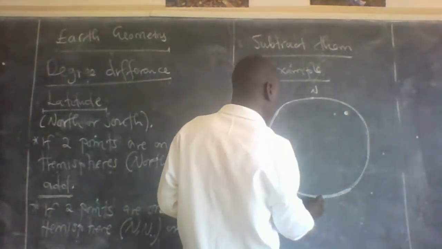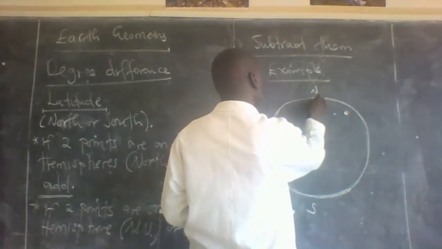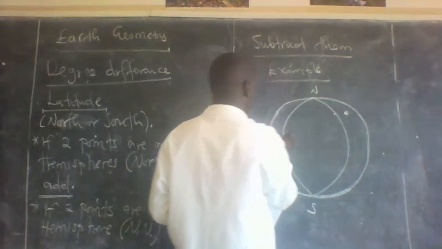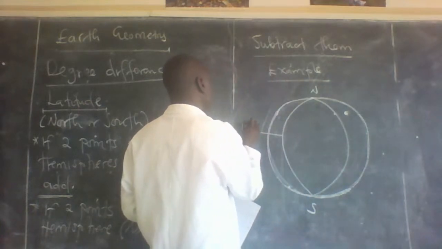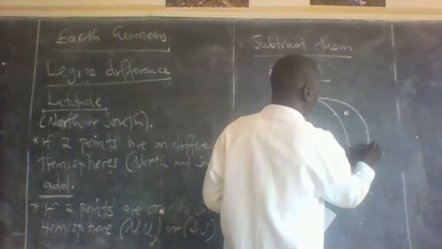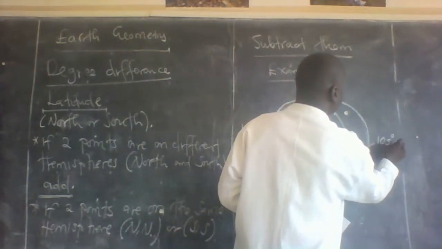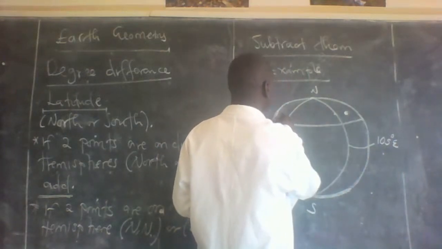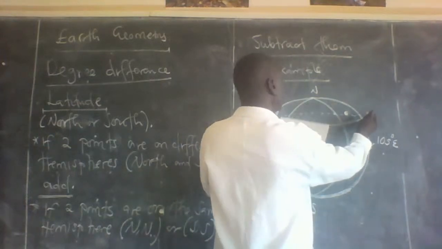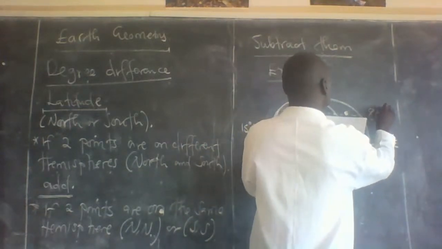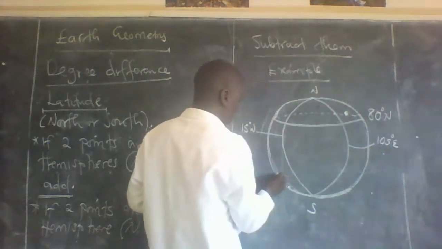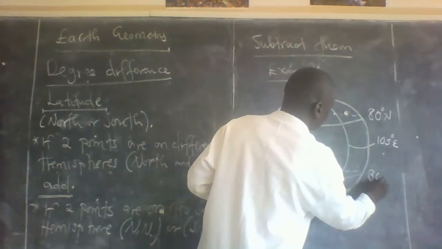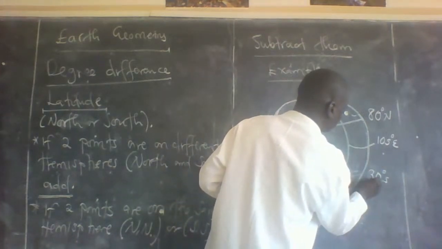So if this is the north and this is the south, you can have the longitude here and the longitude here. This one was 15 degrees west. This other one here was 105 degrees east. Then we had the first latitude on the northern hemisphere, which was 80 degrees north. We also had another one on the southern hemisphere, which was 30 degrees south.